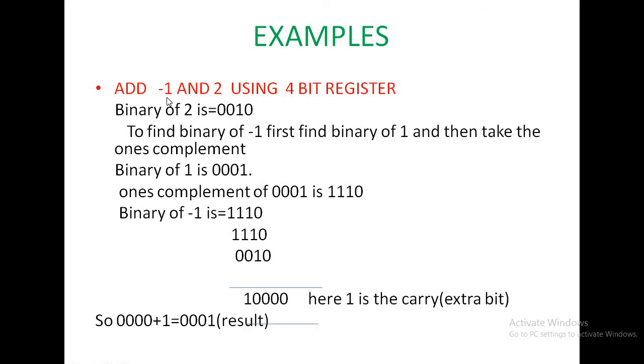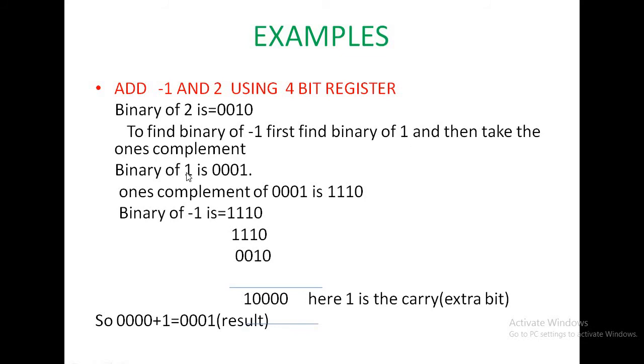Okay. Then what is the binary of -1? In the last video lecture, we have already discussed how to calculate the binary of negative numbers. Again I am telling you how to calculate it. First find the binary of the positive number, then find the ones complement of that number. Similarly, first find the binary of 1 and take the ones complement.